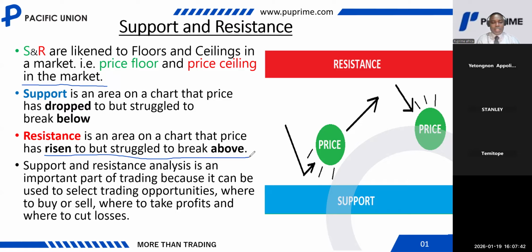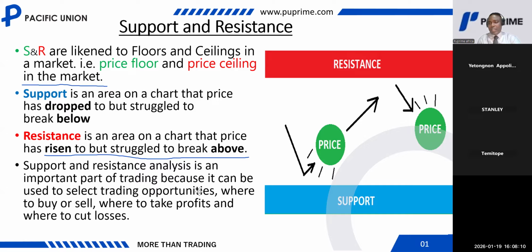So we say that support and resistance analysis is an important part of trading because it can be used to select trading opportunities: where to buy, sell, where to take profit, and where to cut losses. And that's why one of the ways to trade smart, which is the title of this webinar this afternoon, is how to trade smart using support and resistance for profit. Because I tell you, it's just as simple as that. It will help you to trade smart in the forex market.